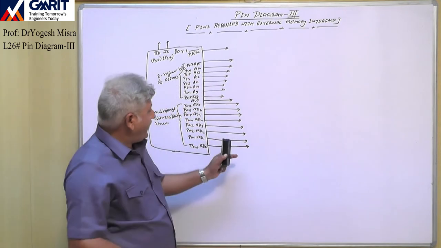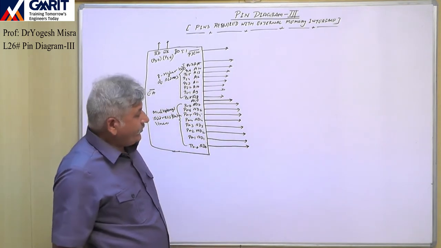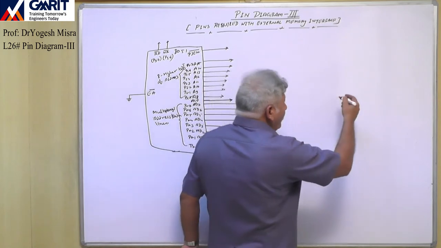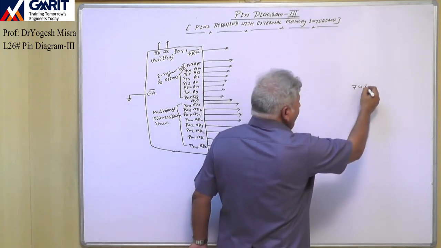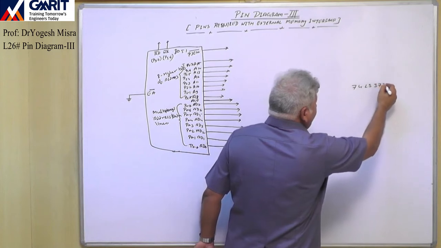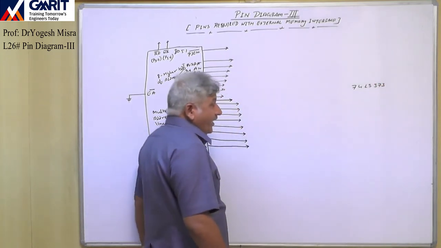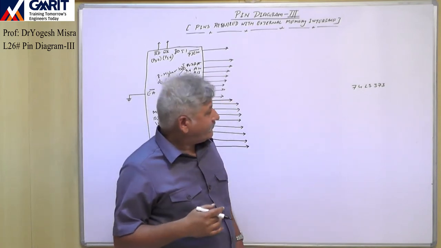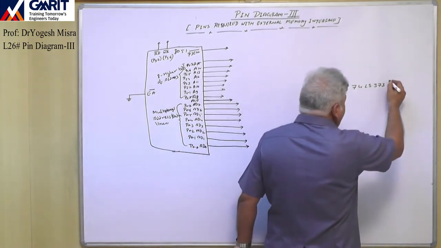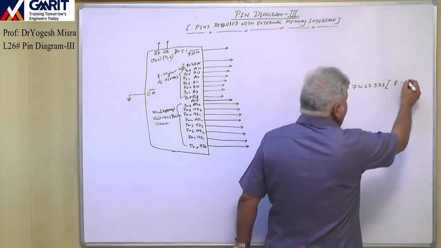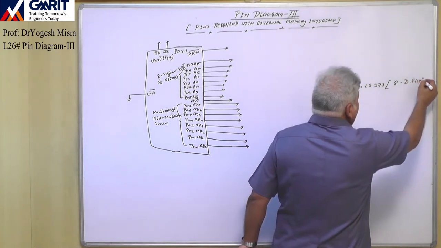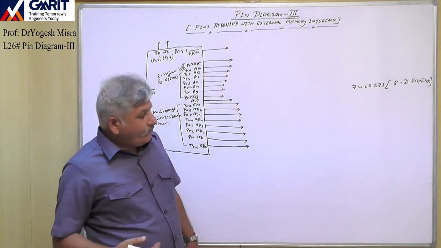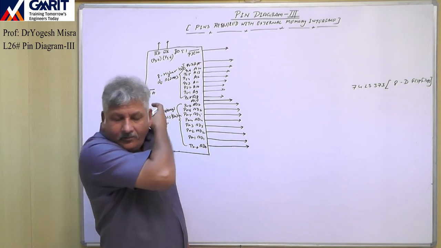Now to demultiplex the address data lines, we will use one IC. The number of that IC is 74LS373. So this IC will be used for the demultiplexing of address data lines. Basically this IC contains 8 D flip flops. We know the operation of a D flip flop.